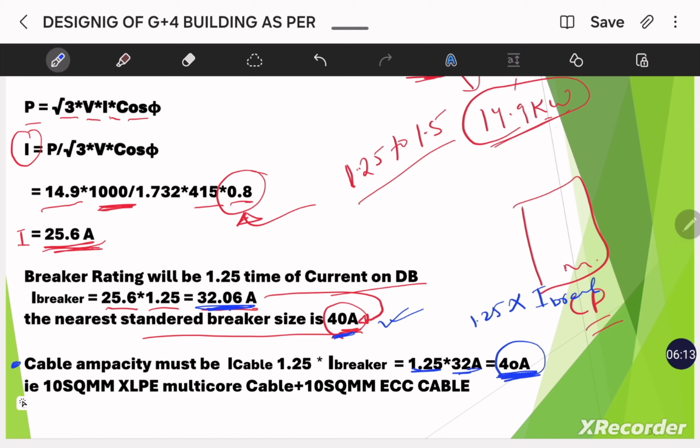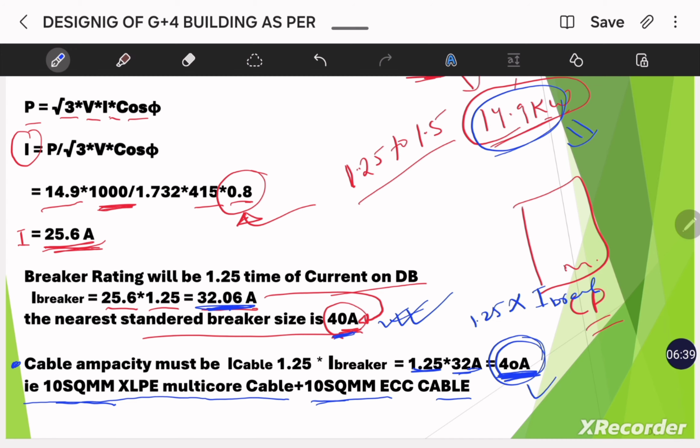So after referring to the DEWA regulation, we came to know that the 10 square mm XLPE multi-core cable plus 10 square mm ECC cable will be enough for this load, that is 14.9 kilowatt. So we calculated the breaker rating of the dB and the cable size for the dB. Hope you are clear with this point.